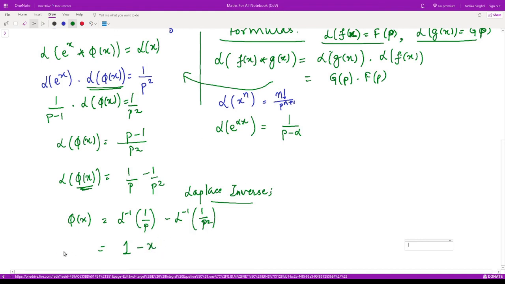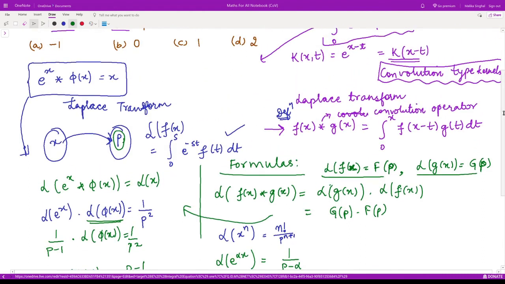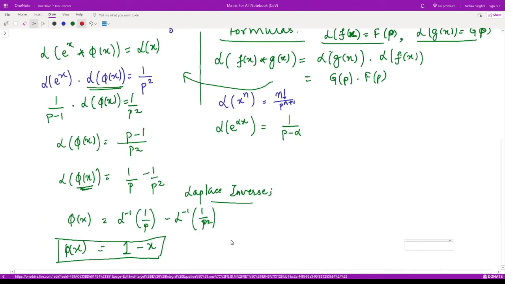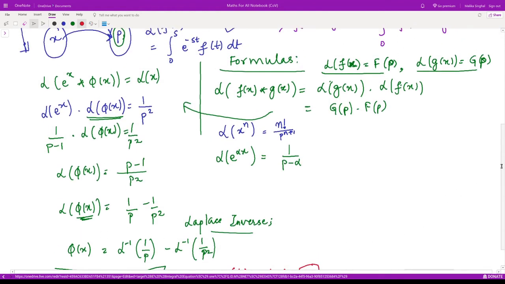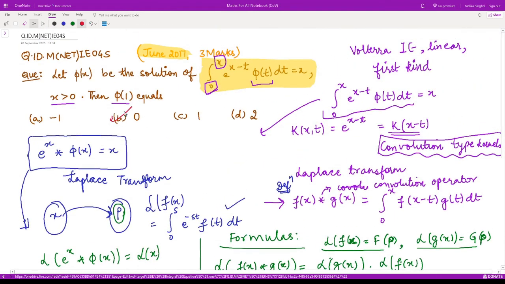So these are the formulas. If you do not remember the formulas, you just go back and revise them from the theory of Laplace transforms. So phi of x is equal to 1 minus x. In the question, what are they asking? They are asking what is the value of phi of 1. So let us calculate the value of phi of 1. So phi of 1 would ultimately be 0. So this is our answer. Let's look at our options. Option B is the correct option.